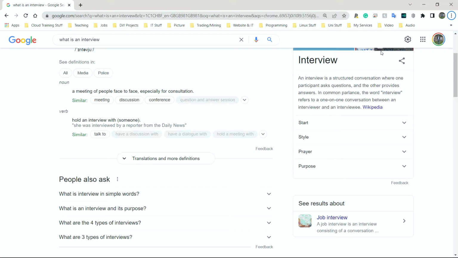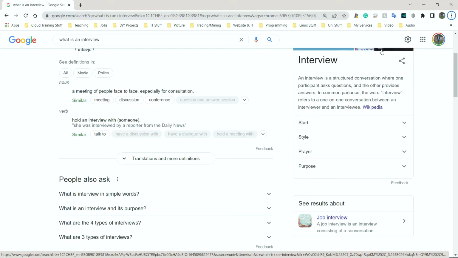Next, we have interviews. Now, this is normally done face-to-face. However, it can be done over the phone or online. And it is typically a one-to-one meeting where one person speaks to another person. It does allow for follow-up questions.